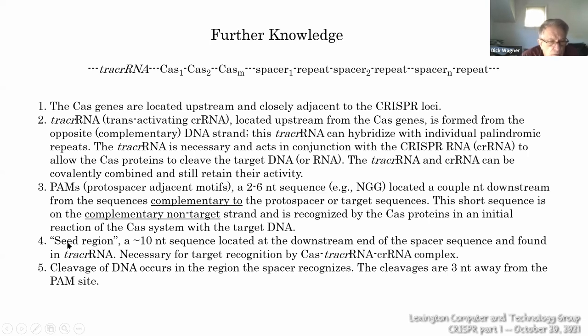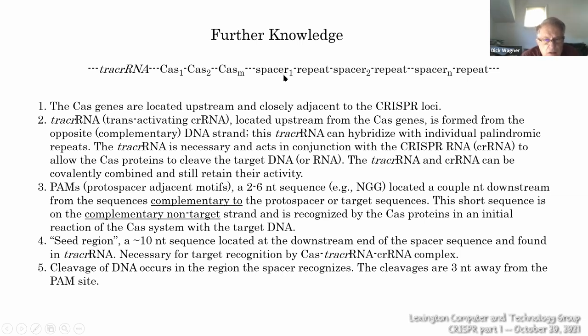Next thing that came along with it was what was called a seed region. And this came out of the discovery of the tracer. This is about a 10 nucleotide sequence, which is located at the downstream end of the spacer sequence. In other words, it's in the spacer sequence, but it's in the downstream end, close to the repeat. So if you go up here to the spacer, this 10 nucleotide, what's called a seed sequence, is here.